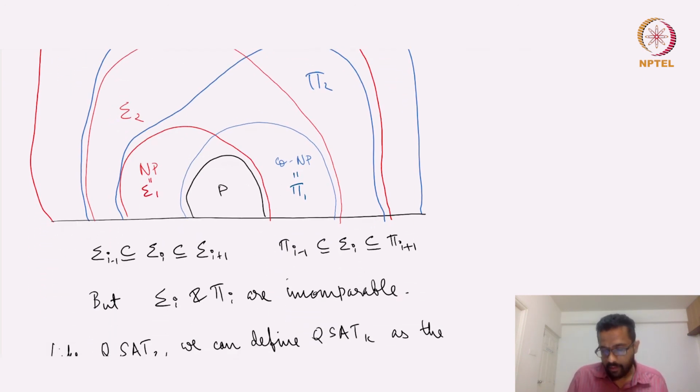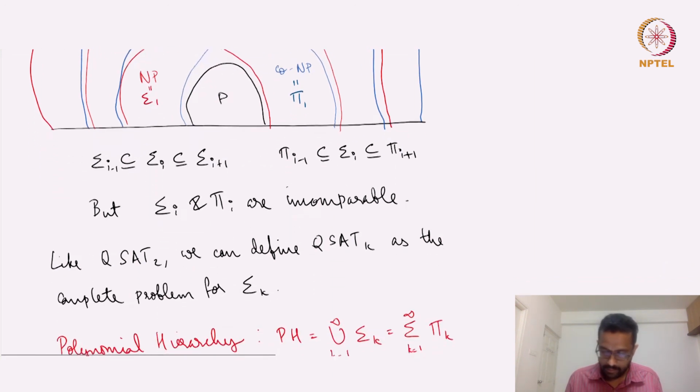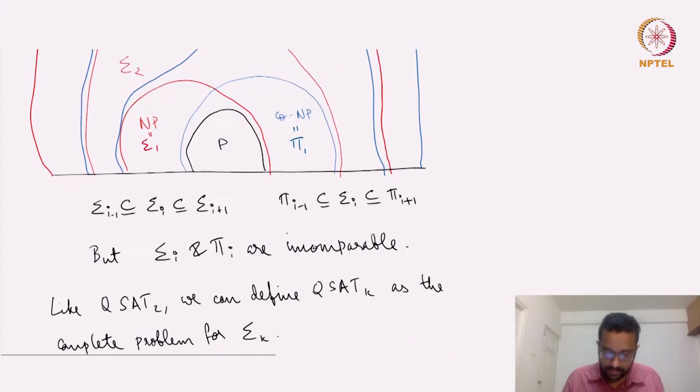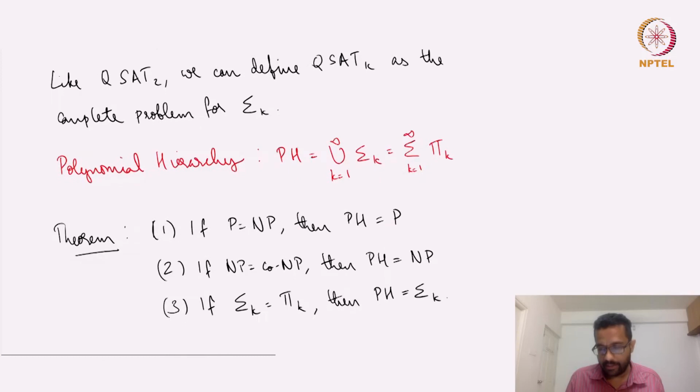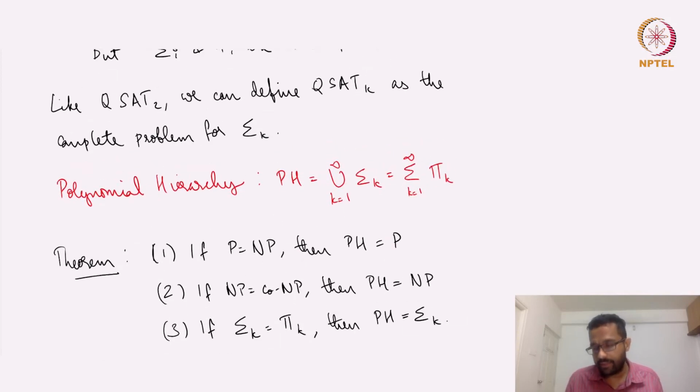Sigma 4 and pi 4, and so on. Sorry. So this is true for any i. Sigma i minus 1 is contained in sigma i and contained in sigma i plus 1. It's also true that pi i minus 1 is contained in sigma i, and sigma i is contained in pi i plus 1. But for any same i, sigma i and pi i are incomparable. And this set of classes together is called the polynomial hierarchy. It is the set of all sigma k, pi k, everything together.